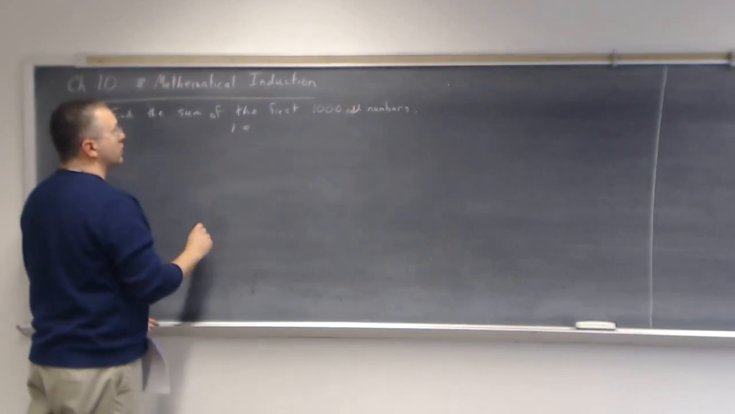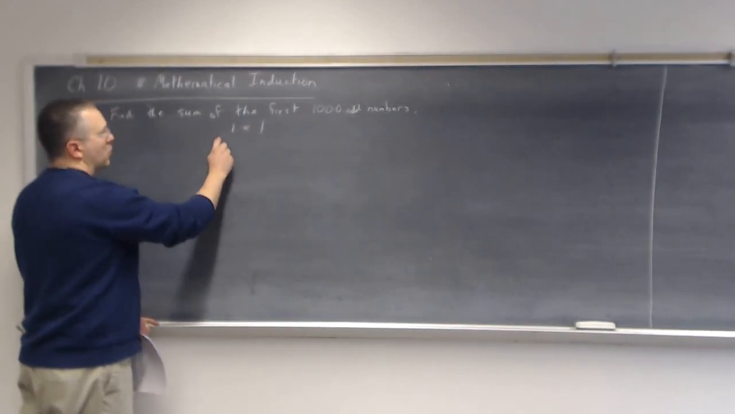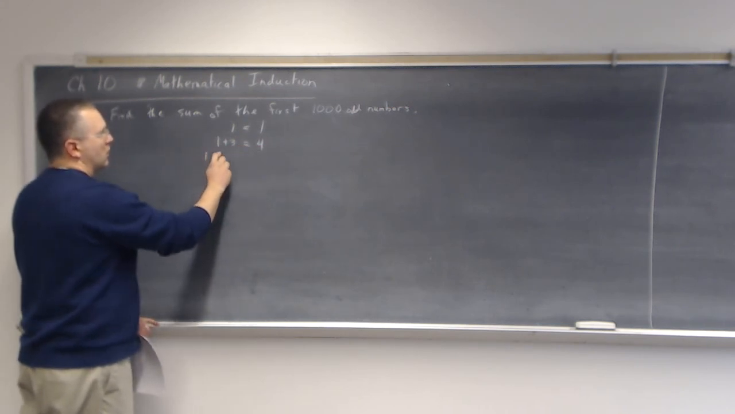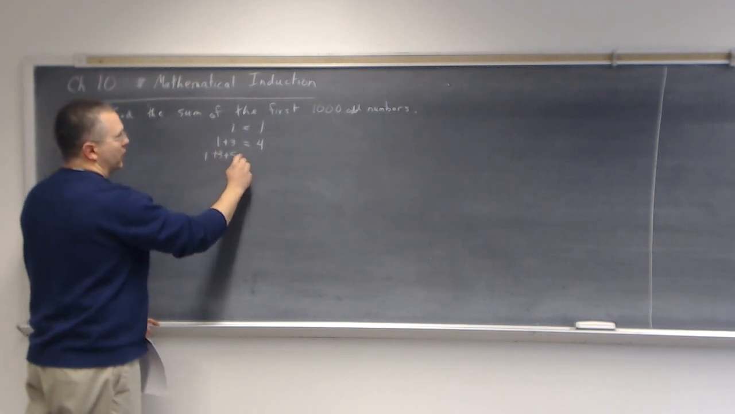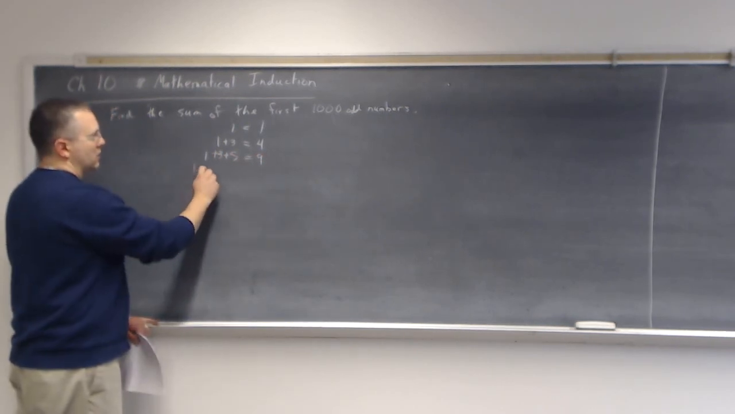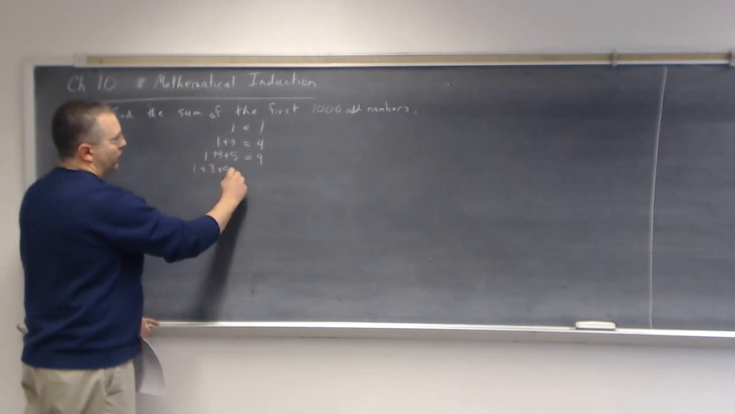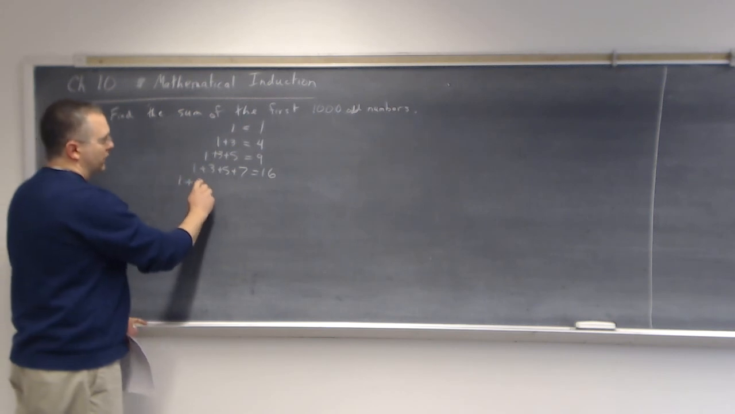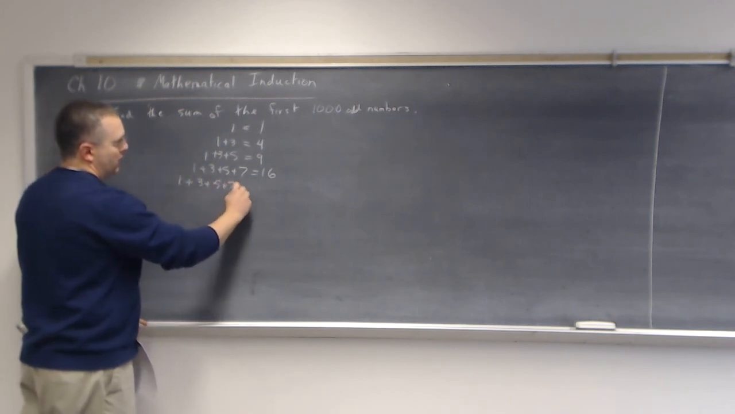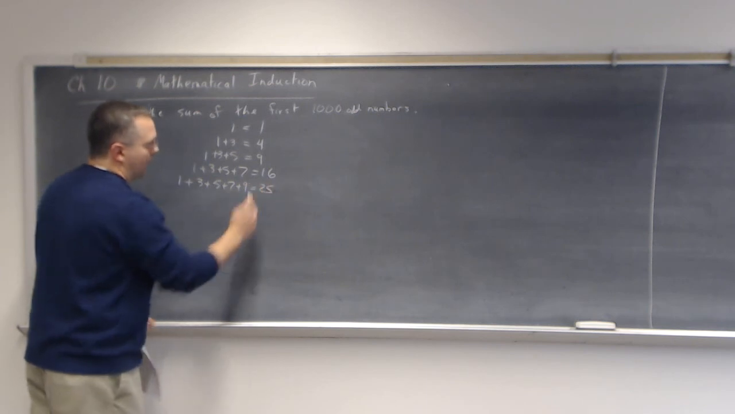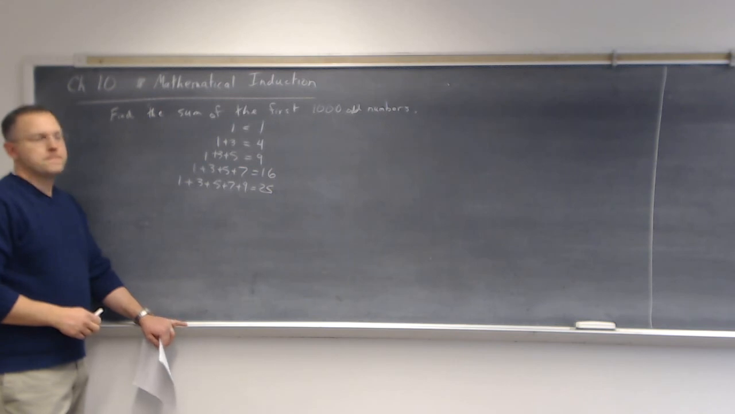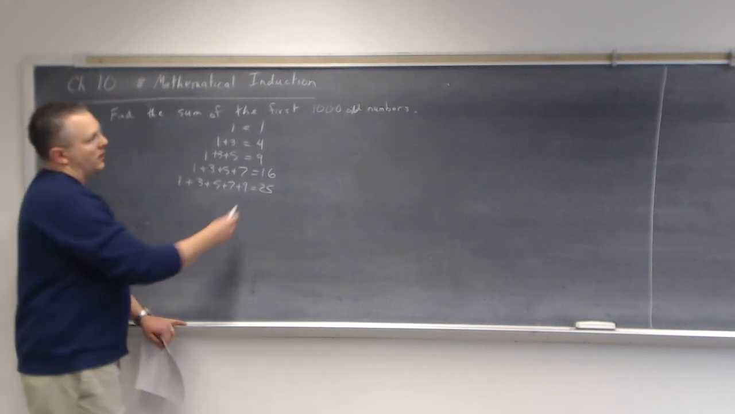The sum of the first odd number is 1. 1 plus 3, the sum of the first two odd numbers, is 4. The sum of the first three odd numbers is 9. The sum of the first 4 odd numbers is 16. The sum of the first 5 odd numbers is 25. Some of you see patterns quickly. Do you see a pattern emerging in the sum? n squared. Yeah.